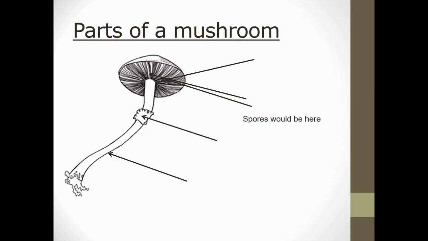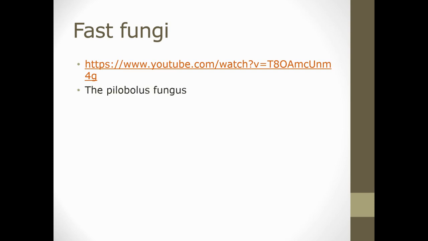So parts of a mushroom in general, there's the cap, there are the gills, that's where the spores are. There's the annulus. A lot of them have this little thing right here called an annulus. And then they have the stipe, which is the last part. And then the very last thing on this slideshow, I'll post a link to this. It is the Pilobolus fungus, which is one of the fastest organisms in the world. Done.